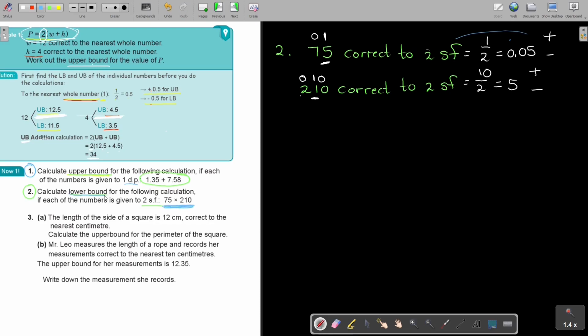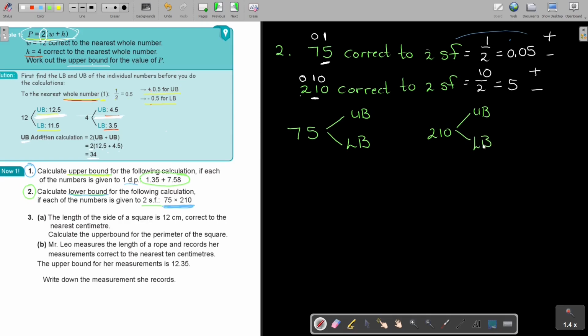And they want the lower bound. So before I can start with my calculation, I first have to bring that in. So let's do that. Let's say 75. We didn't find the upper and the lower yet. So this is the upper, this is the lower. And it's going to be the same with 210. It's going to be the upper and it's going to be the lower.